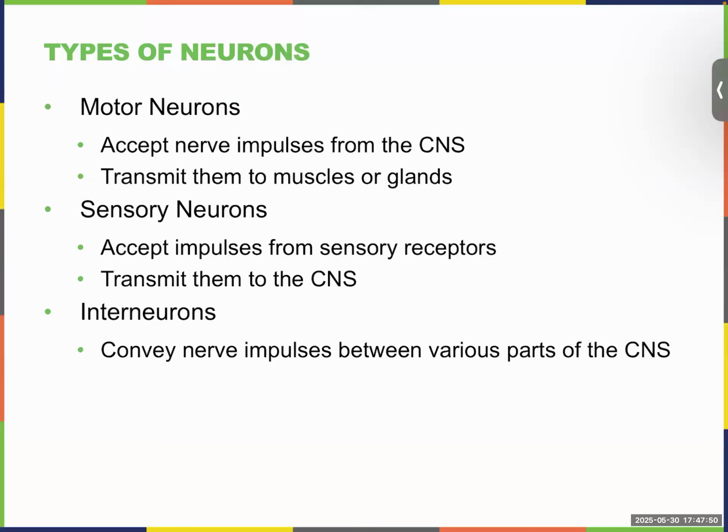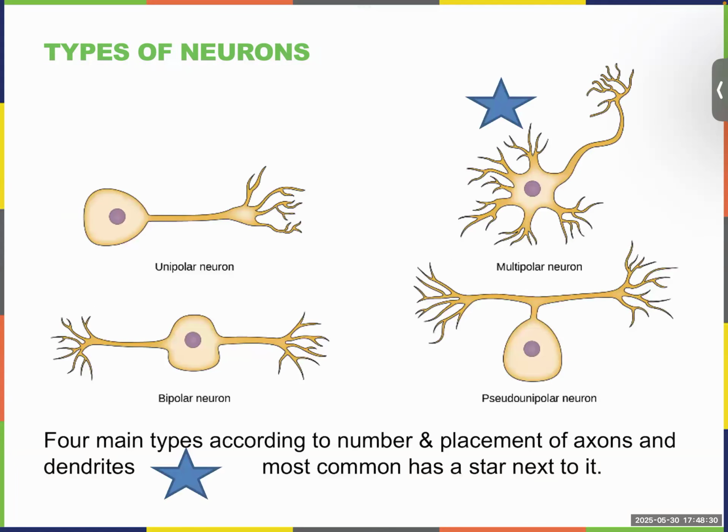There are various types of neurons. There are motor neurons. They accept nerve impulses from the central nervous system, like your arms, your legs, your feet, your hands, and transmit them to muscles or glands. Sensory neurons accept impulses from sensory receptors. Okay, those receptors may be activated by hormones, and then they transmit them to the central nervous system. Okay, interneurons convey nerve impulses between various parts of the central nervous system.